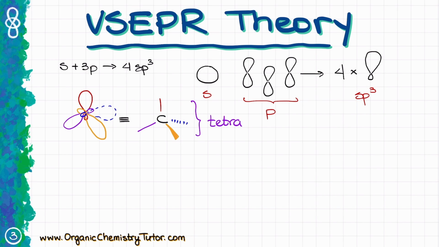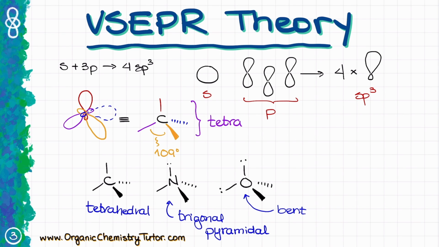And when it comes to the tetrahedral shape, the bond angle that we have over here is about 109 degrees, 109.5 degrees to be more precise. That means that for our core elements of organic chemistry, such as carbon, nitrogen, and oxygen, we're going to have the following molecular shapes. It's going to be tetrahedral for carbon with a bond angle of about 109 degrees.